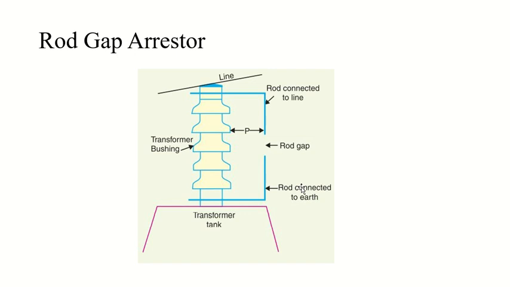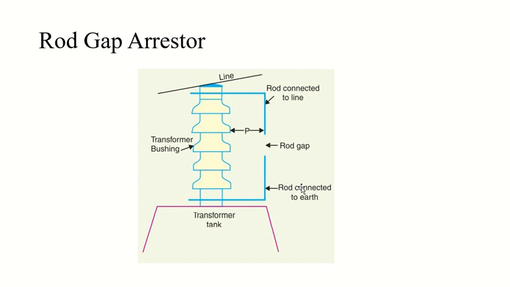Now, what are the limitations of this rod gap arrestor? First one, once the surge is over, the arc in the gap is maintained by the normal supply voltage, and because of that, the probability of short circuit is pretty high. The second point is the rod may melt or get damaged due to excessive heat produced in the arc. Basically, it is a metal rod, so it may melt or get damaged, right?